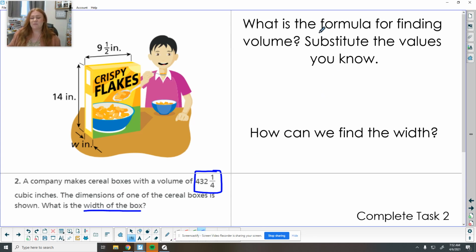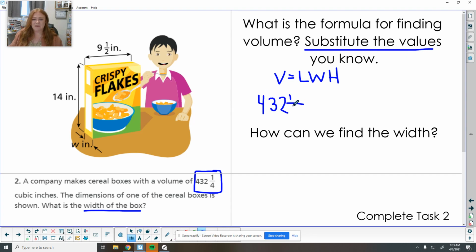So first, let's write down what we know for the formula. So we know volume is length times width times height. Now let's plug in and substitute the values that we do know. So our volume we know is 432 and a fourth. So our length here is 9.5. And our width is W. We don't know our width.